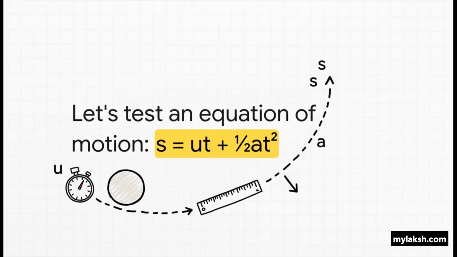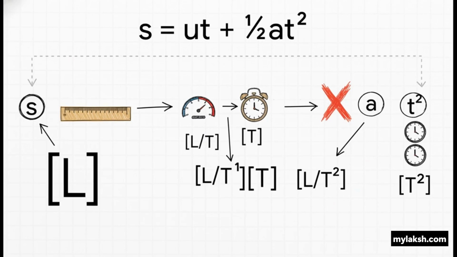All right, let's put this grammar rule to the test. Let's take a really famous equation from kinematics. This formula calculates the distance an object travels, s, based on its initial speed, u, the time, t, and its acceleration, a. So, the big question is, does it follow the rules? Let's translate each part of this equation into our new dimensional language. So s is a distance, that's easy. Its dimension is length, or L.